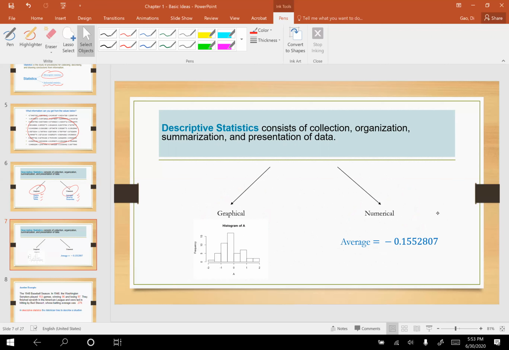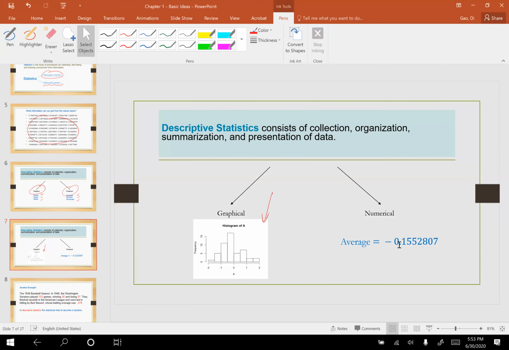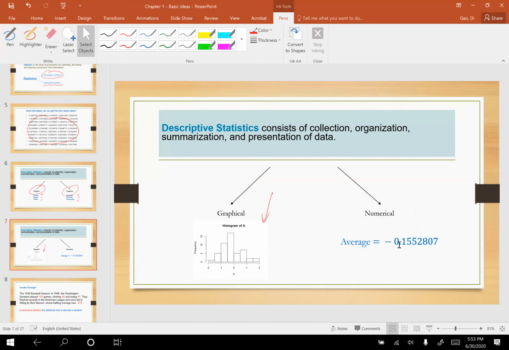So let's see the histogram. This is the histogram we obtained from the values on slide 5. And then for the numerical way, here we calculate the average of all those numbers. As we can see here, the average of all those numbers equals negative 0.1552. So these are the information we can get from the numbers.